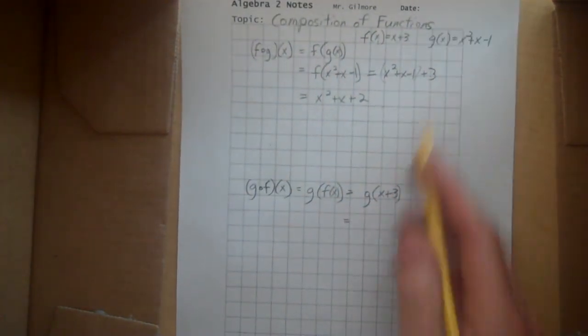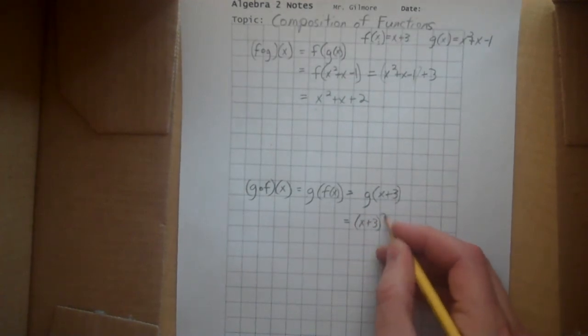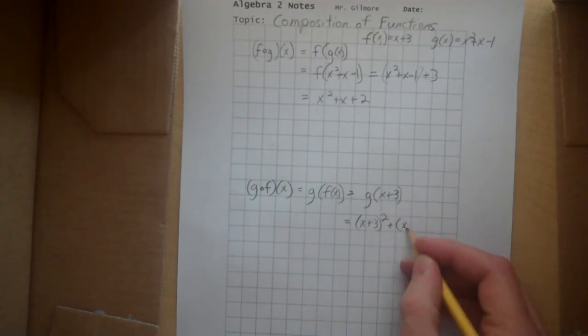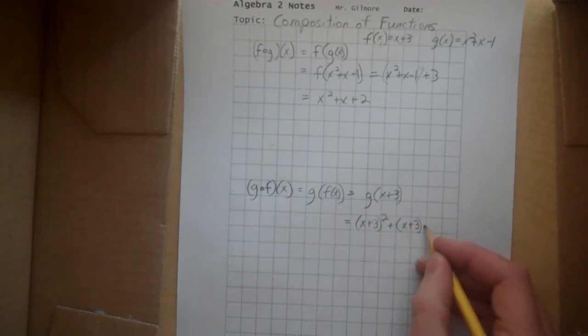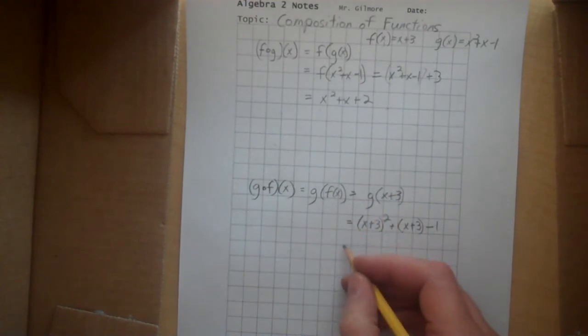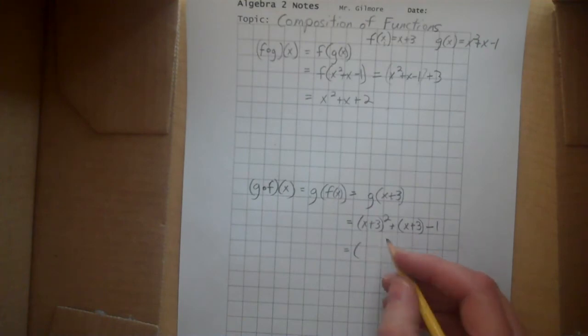Well, what do we do with parentheses? The first thing we do is square that. The next thing is we add that. And the last thing we do is subtract 1. x squared plus x minus 1. So we're replacing all the x's with x plus 3. Now, x plus 3 squared.